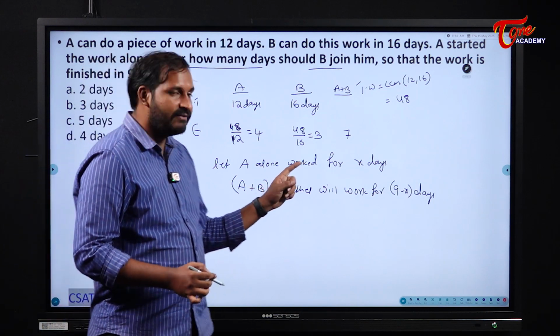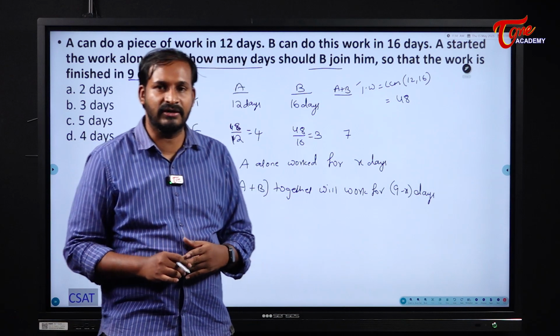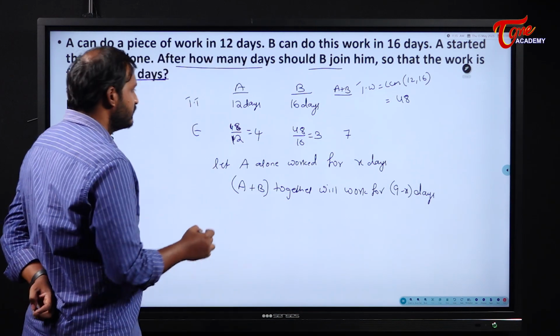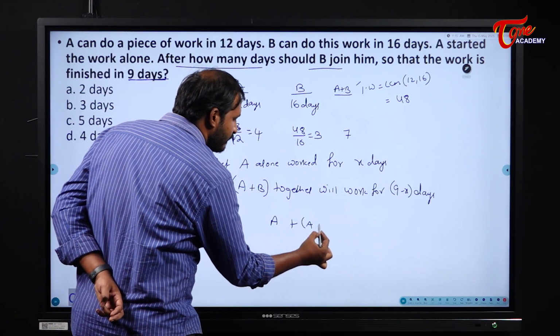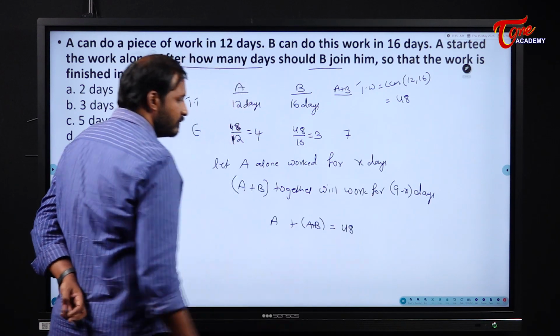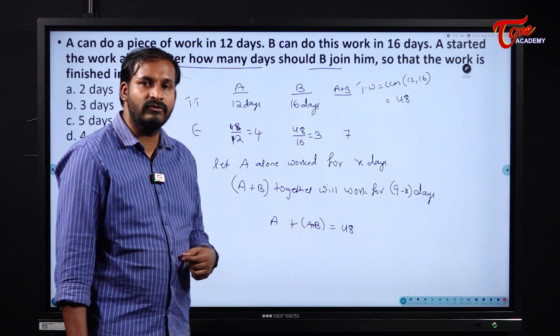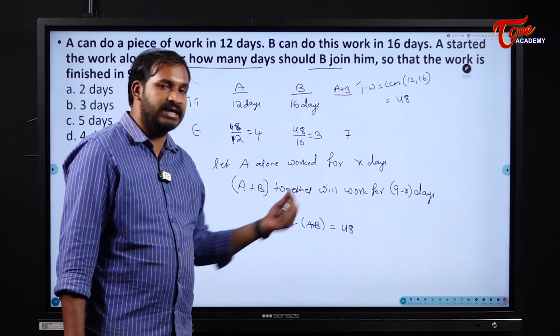In that 9 days, A will work for X days alone, and for 9 minus X days they will work together. Now in X days, A will do how much work, students? Now A alone work plus A and B's combined work should be equal to what? My total work 48. Okay, so A alone in X days, how much work will he do?